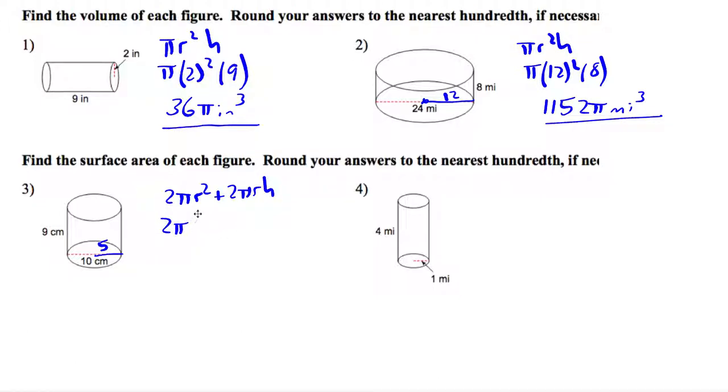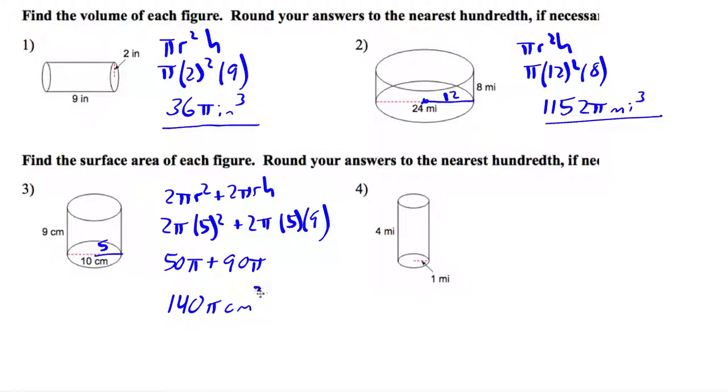So we're going to have 2 pi times 5 squared plus 2 pi times 5 times the height, which is 9. So 25 times 2 is 50 pi, plus 45 times 2 is 90 pi. We add them together and we get 140 pi centimeters squared. We're just combining like terms, so if 50 plus 90 is 140, then 50 pi plus 90 pi is 140 pi.